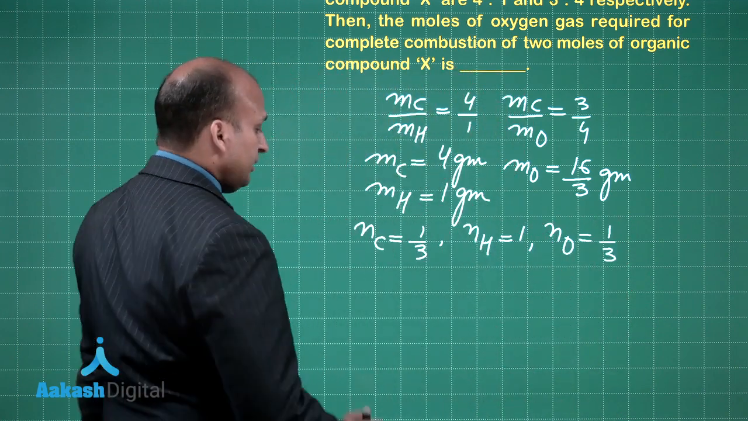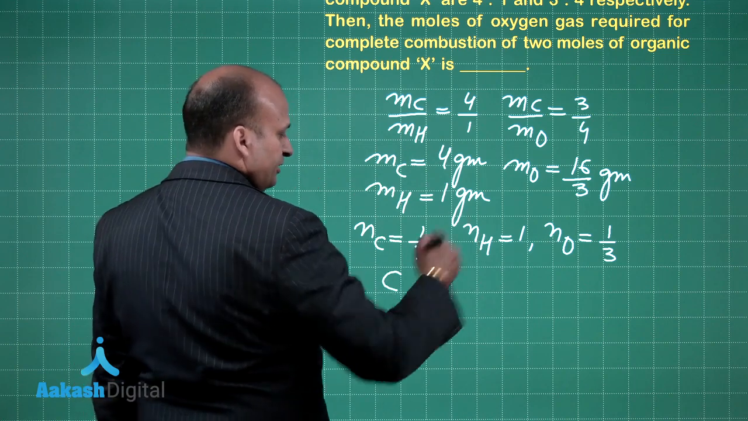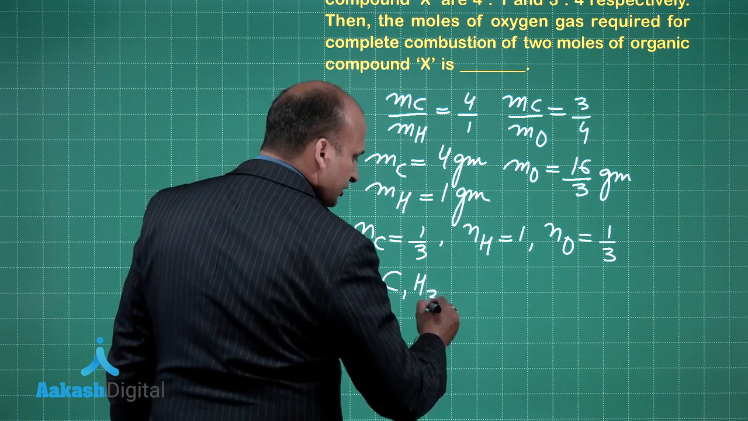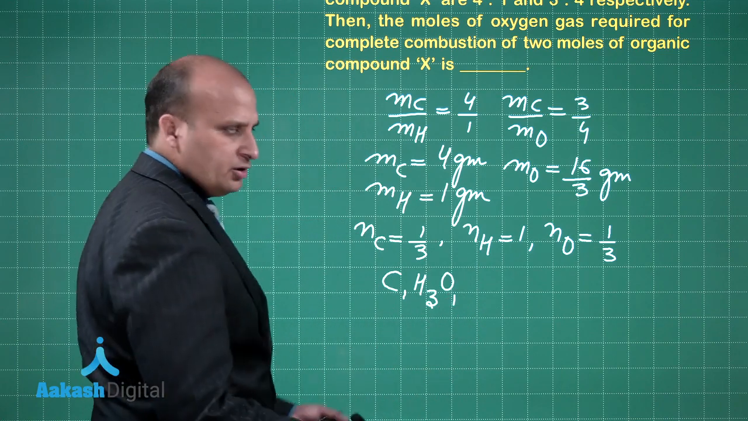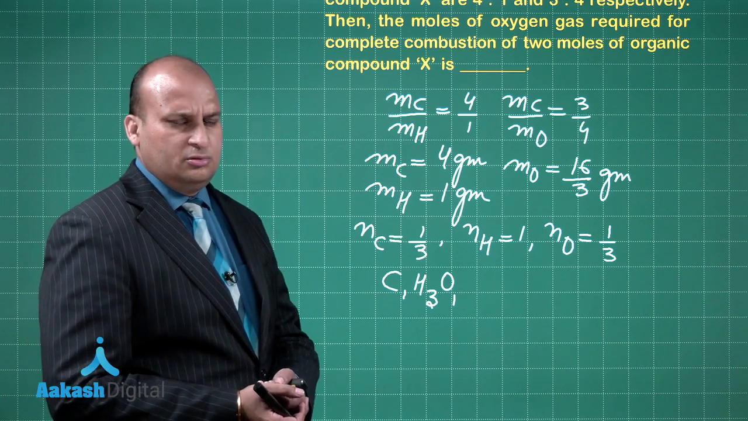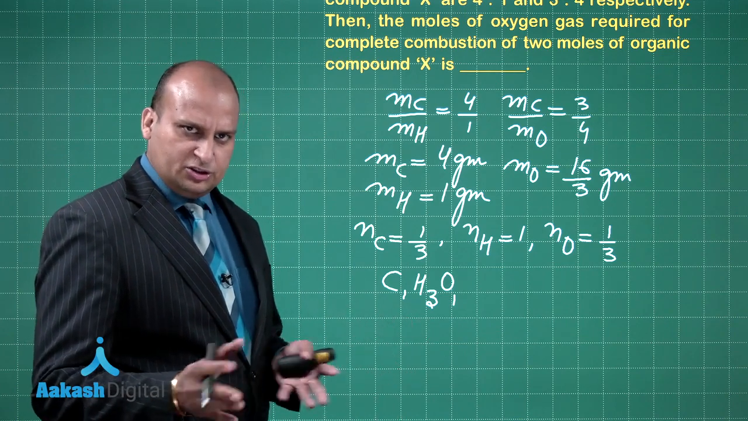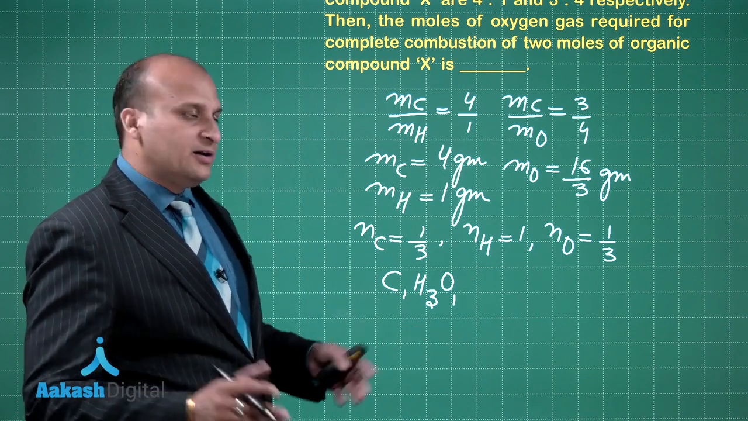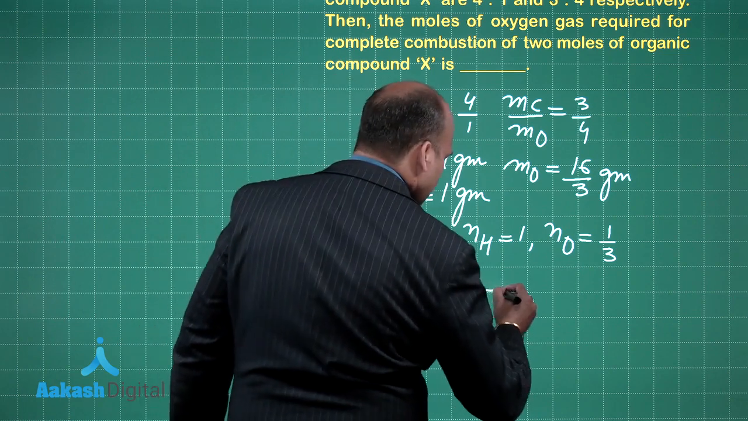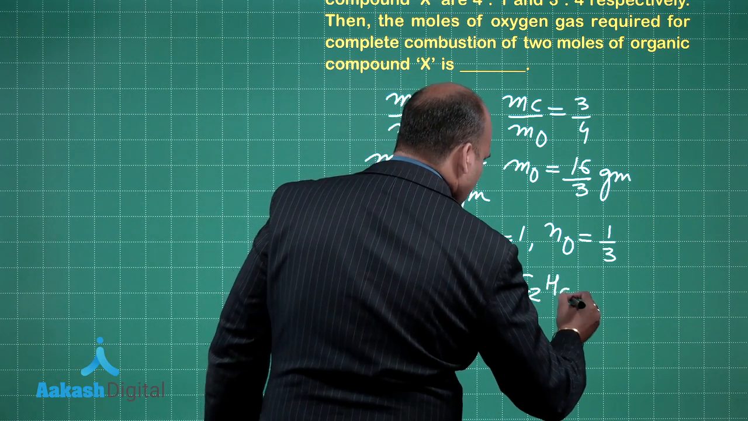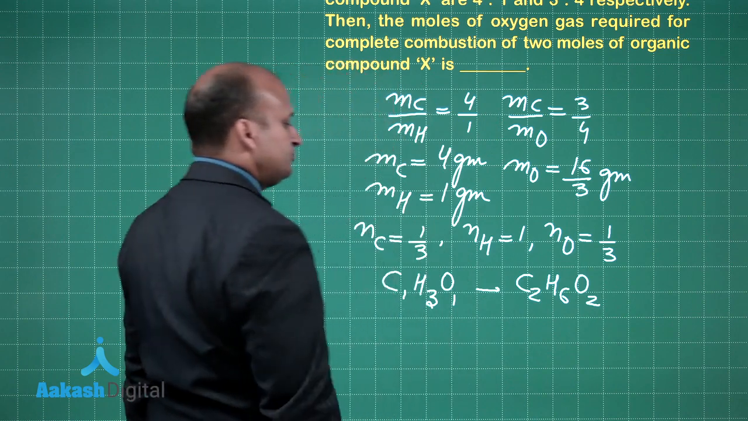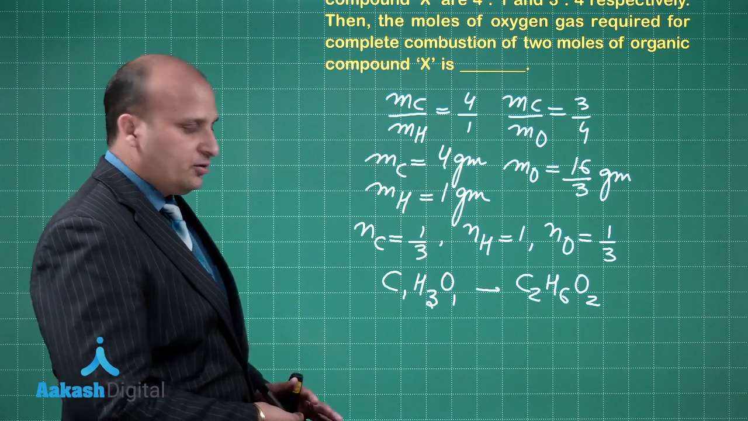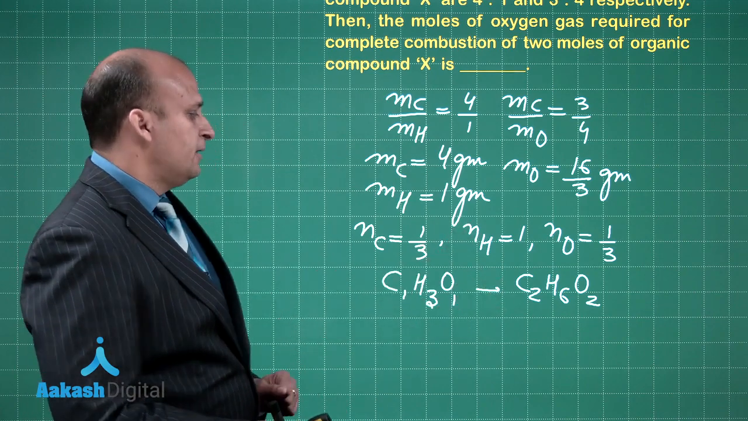Okay. So, what is the empirical formula? If I multiply this whole by 3, I will be getting C1H3O1, or you can also write it as CH3O. Do you know any such compound CH3O? No. So, this is an empirical formula. Now, we are not given anything else. So, we will consider the molecular formula to be C2H6O2. C2H6O2, right? Can you make a compound out of it? Yes. So, this is the correct formula.